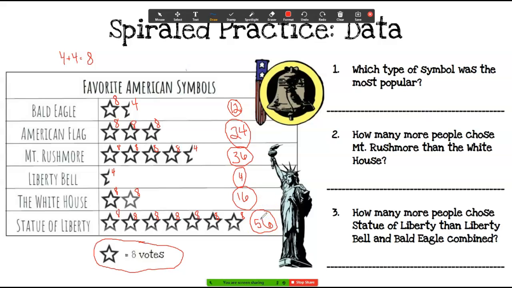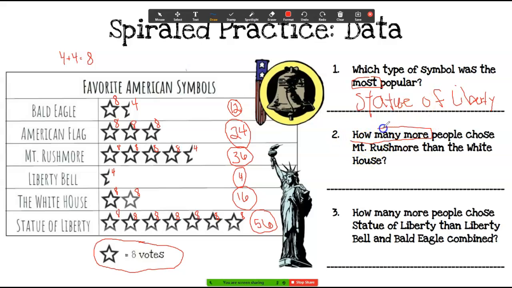Okay, now we can answer our questions. Notice all of the work I did on this graph. Okay, I didn't just go straight to the questions. I showed a lot of work, so make sure you do that. So you need to show your numbers for each symbol, and you need to add your totals at the end of each graph. So which type of symbol was the most popular? Okay, the one with the most stars was the Statue of Liberty. Statue of Liberty. Okay, and our keyword there was most popular.